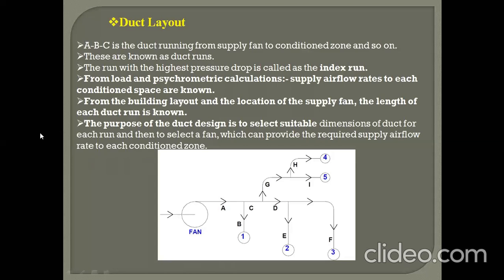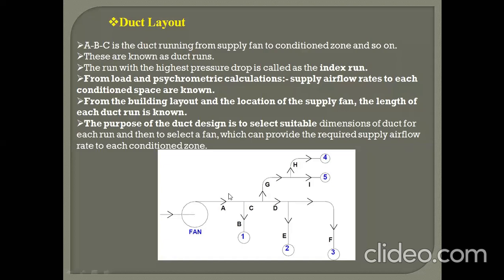So students, whenever it comes to duct layout, as shown in the figure, the duct layout looks like this. The capital A, B, C indicates the duct running from the supply fan to the conditioned zone. So from the supply fan to the conditioned zone, these A, B, C, G, H, this duct network, are called the duct runs. And the run with the highest pressure drop is called the index run.